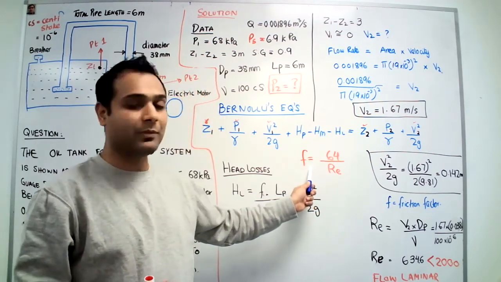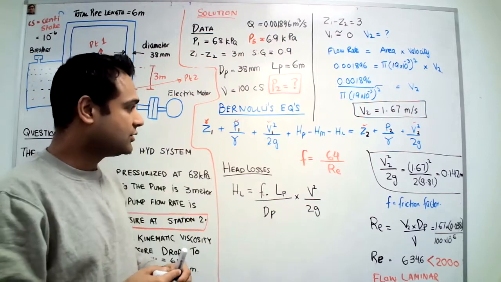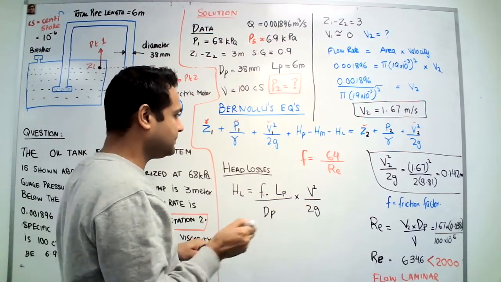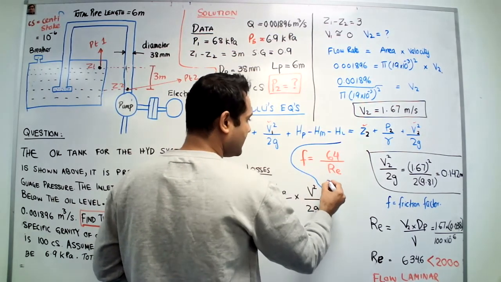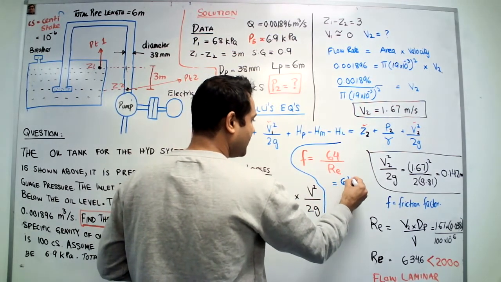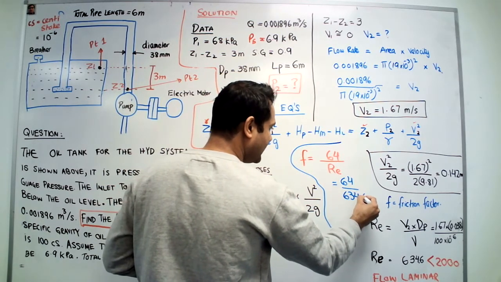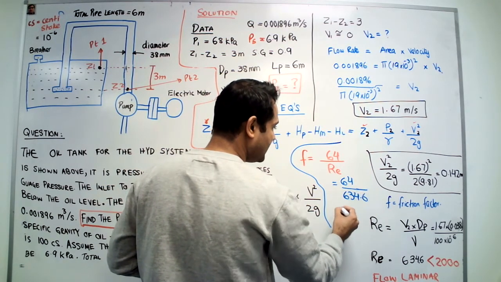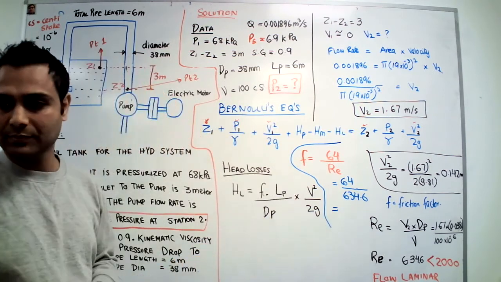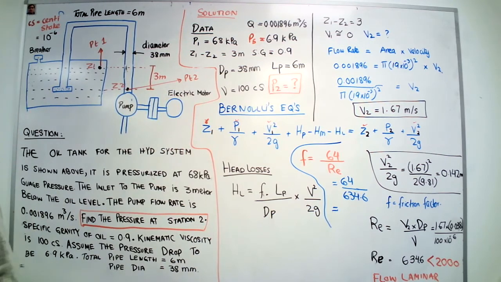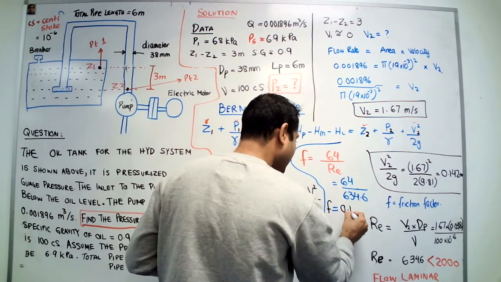Because it is laminar flow, I'm going to use this formula. These will be given to you. F equals 64 over Re. So we just put the values: 64 divided by 634.6. Anyone got an answer for the F? 0.1. Okay, so F is 0.1.